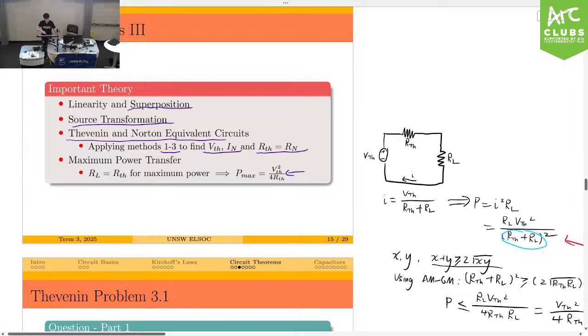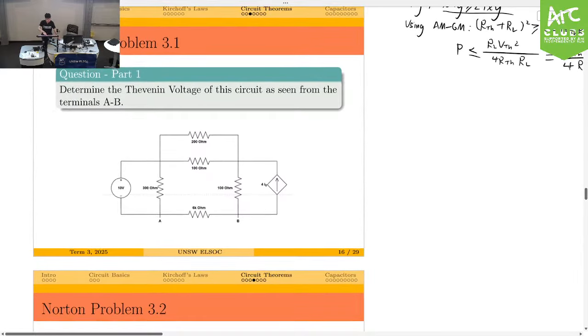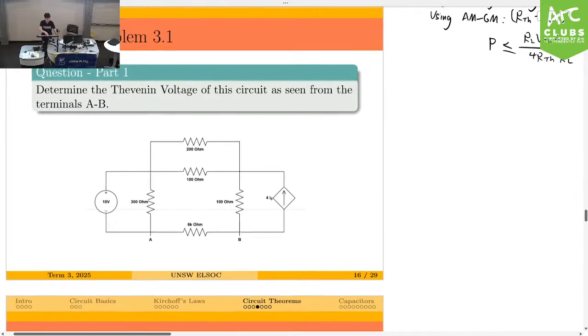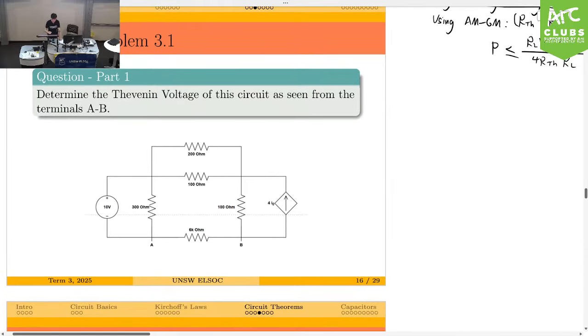So cool. Let's look at our first example, which is a Thevenin question. Just to make everything clear, everything that's presented in the image is meant to be within the terminals AB, so including the 6 kilo ohm. And the question just asks us to find the Thevenin voltage. So we want to find the open circuit voltage of A and B. So VTH equals VA minus VB.